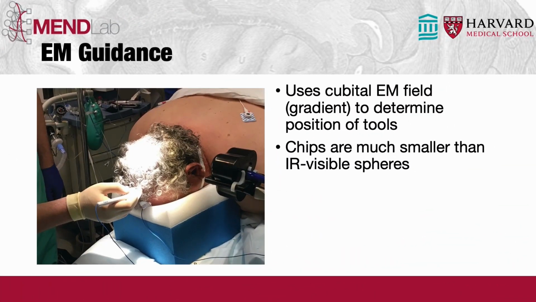You can also use electromagnetic radiation as a source of a new coordinate space. So here, if you have an electromagnetic field, a gradient, you can use that gradient to determine the position of tools, like you might be able to use the visual location of those IR sensitive spheres.